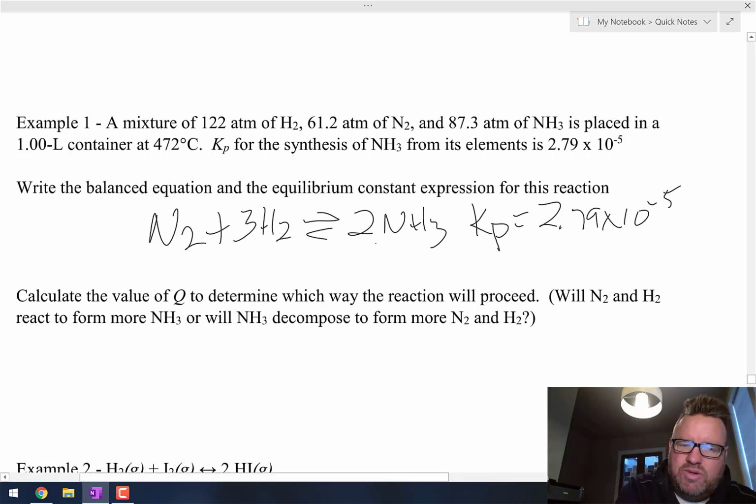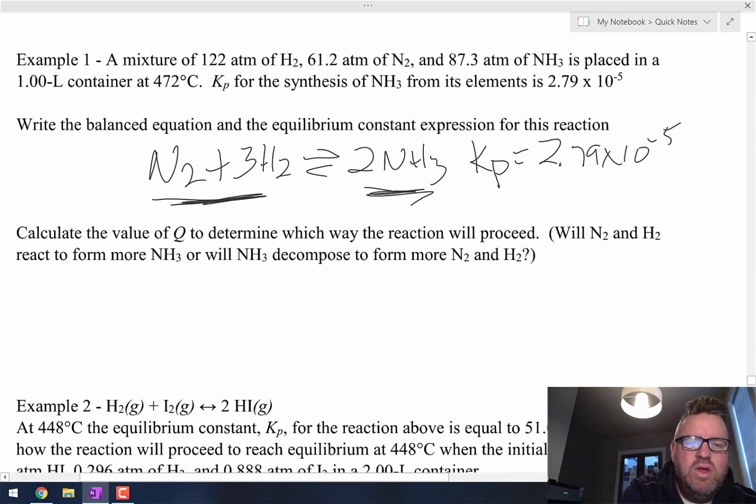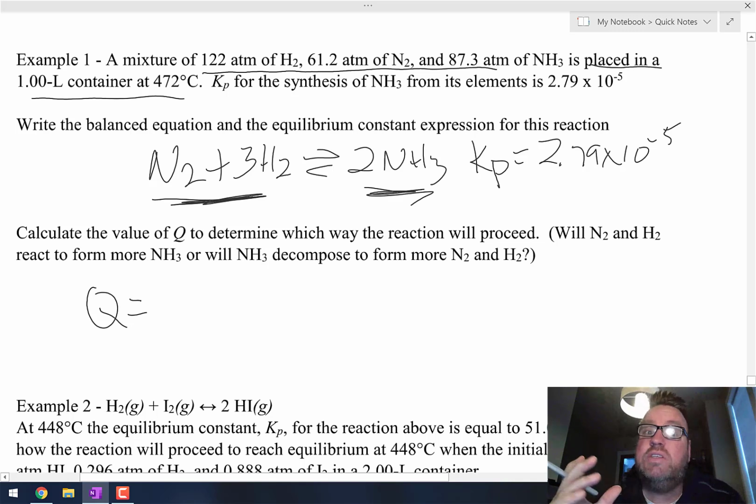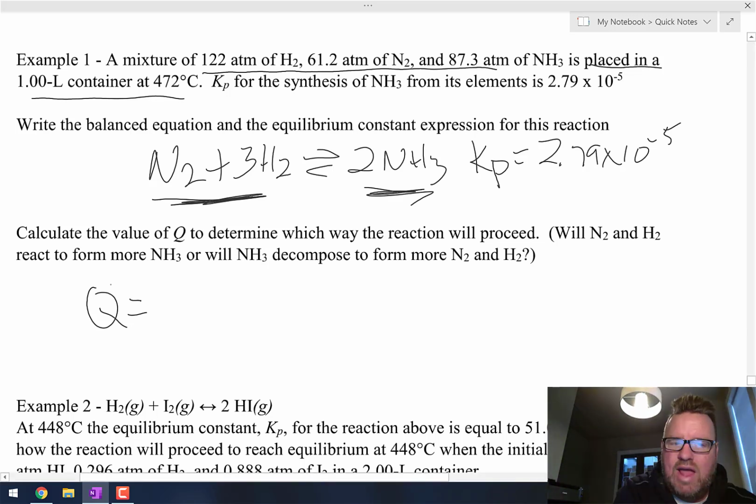Is the reaction going to proceed to make more NH3, or is it going to proceed to the left to make more N2 and H2? So the Q value, again, is equal to, just like the equilibrium constant value. But notice it says a mixture of this and this and this is placed in a 1 liter container. What that tells you is that those are the initial values. Those aren't the equilibrium values. Those are the initial values. So anytime you're not at equilibrium, you use Q.